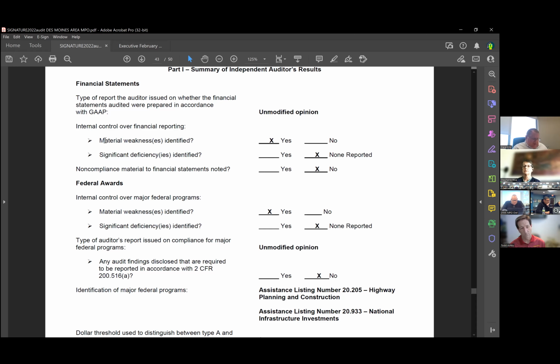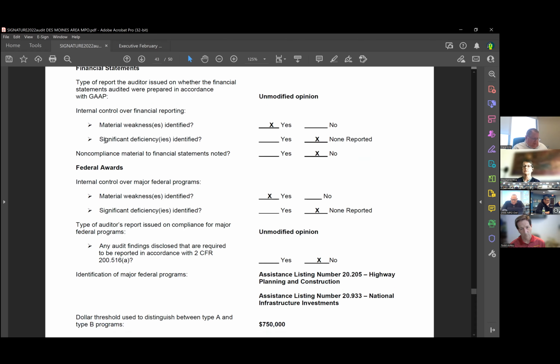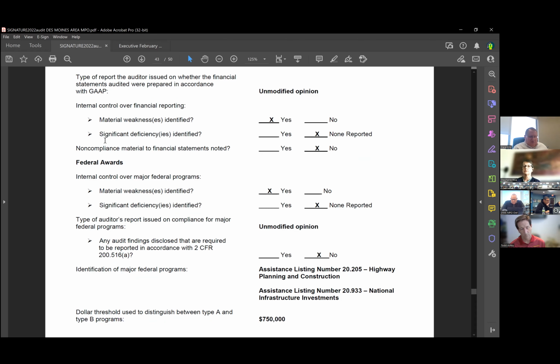Down at the bottom, you do not qualify as a low risk auditee. That's just related to your federal programs, and that is related to the fact that you do have material weaknesses in your internal control, and that's why you do not qualify as a low risk auditee.